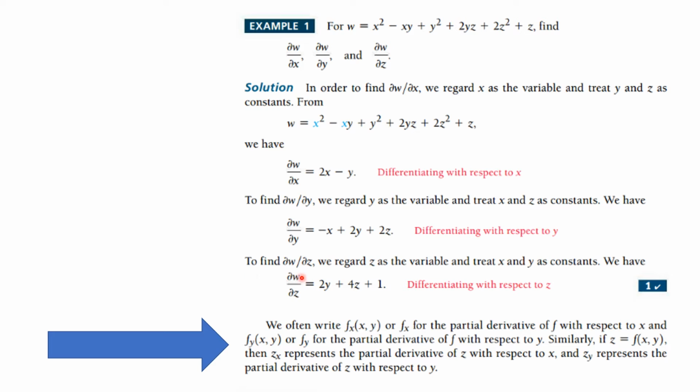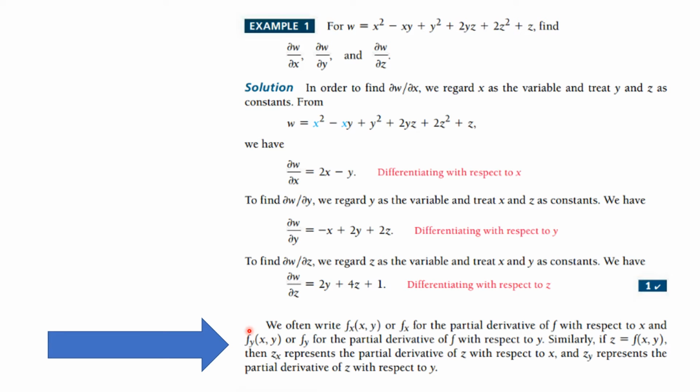To find the partial of w with respect to z, we regard z as the variable and treat x and y as constants. Okay, so x and y are constants, so this is a constant, this is a constant, this is a constant. The derivative of this is going to be 2y. The derivative of this is going to be 4z, and the derivative of this is going to be 1. So you see the partial of w with respect to z is going to be 2y plus 4z plus 1.